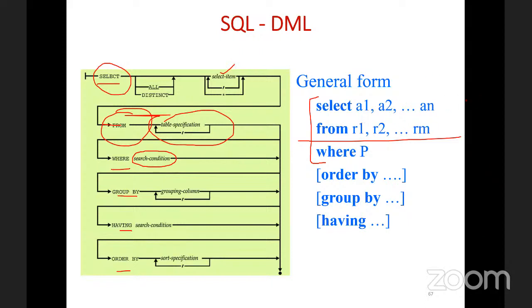The remaining three are optional clauses. Order by means that you display the result in some order. Let us say I want to display results in ascending order of sailor ID, or descending order of sailor ID, or whatever order you want. For example, you can display the result name-wise, alphabetically.